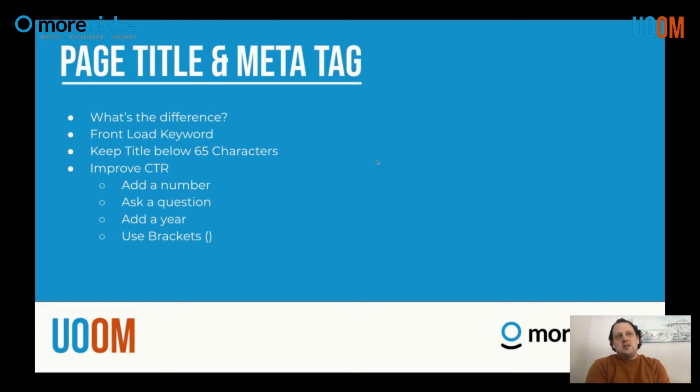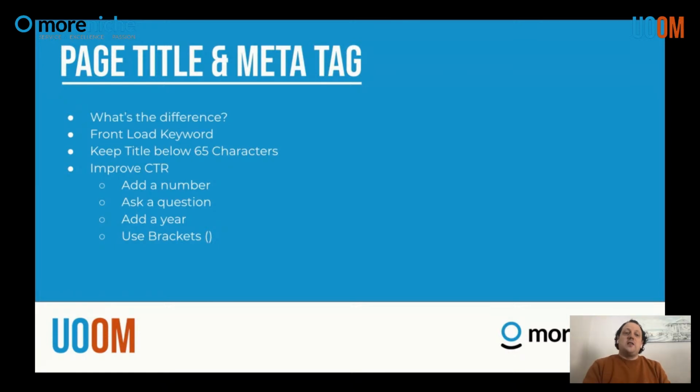And you want to try and keep the title below 65 characters, or else it ends up getting cut off in the search results and it doesn't look as good. If you can, you can go longer than that, but make sure that where it does cut off, it makes sense. It doesn't look like it's just had half of the sentence cut off. And you want to look at the title and see how you can actually improve the click-through rate. So what can you do to improve the chances of people clicking through?